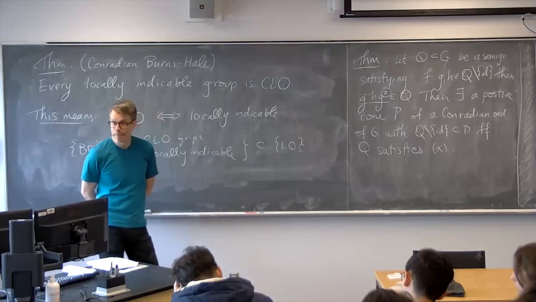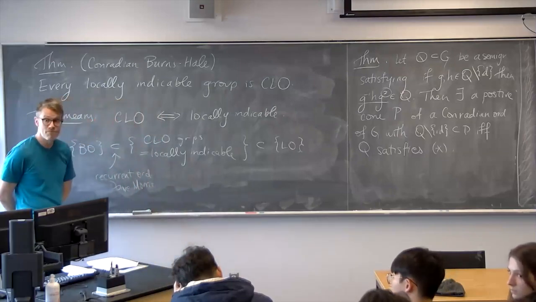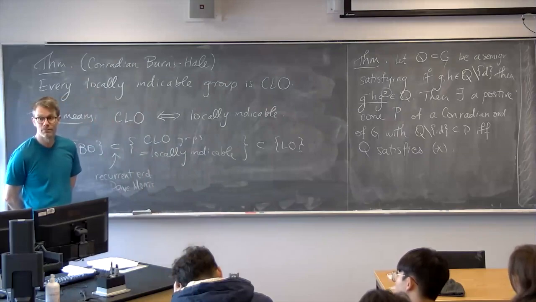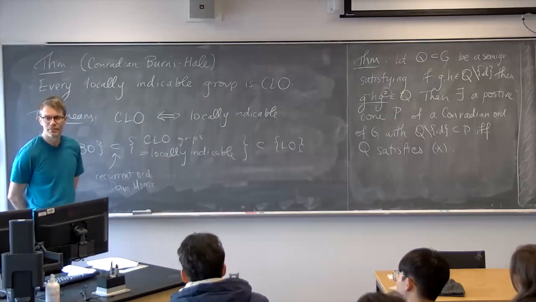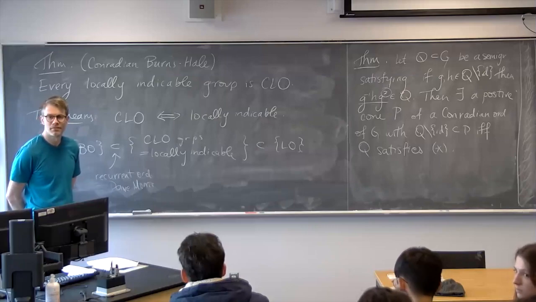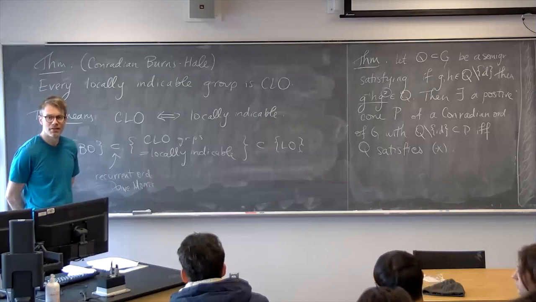One way to invent a class in between locally indicable and Conradian was to choose another target. Instead of, say, cyclic groups, you could choose some particular class of groups with an ordering, and then say locally in that target, and then you'll have invented something in between. Are there any favorites?